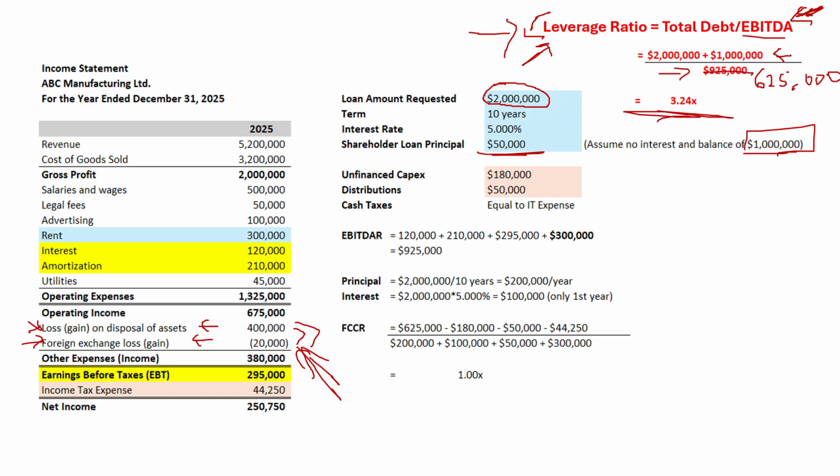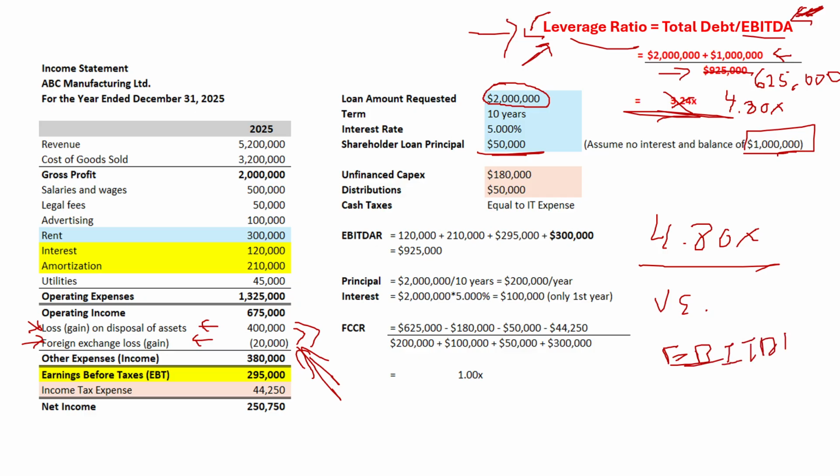We usually don't use EBITDA. So then it's 3 million divided by 625,000. So it's actually not 3.24 times, it's actually 4.8 times. So this leverage ratio shows that there's 4.8 times the debt versus the company's EBITDA, which means that assuming all of their EBITDA is applied to debt, it'll take them 4.8 years to pay off the total debt.